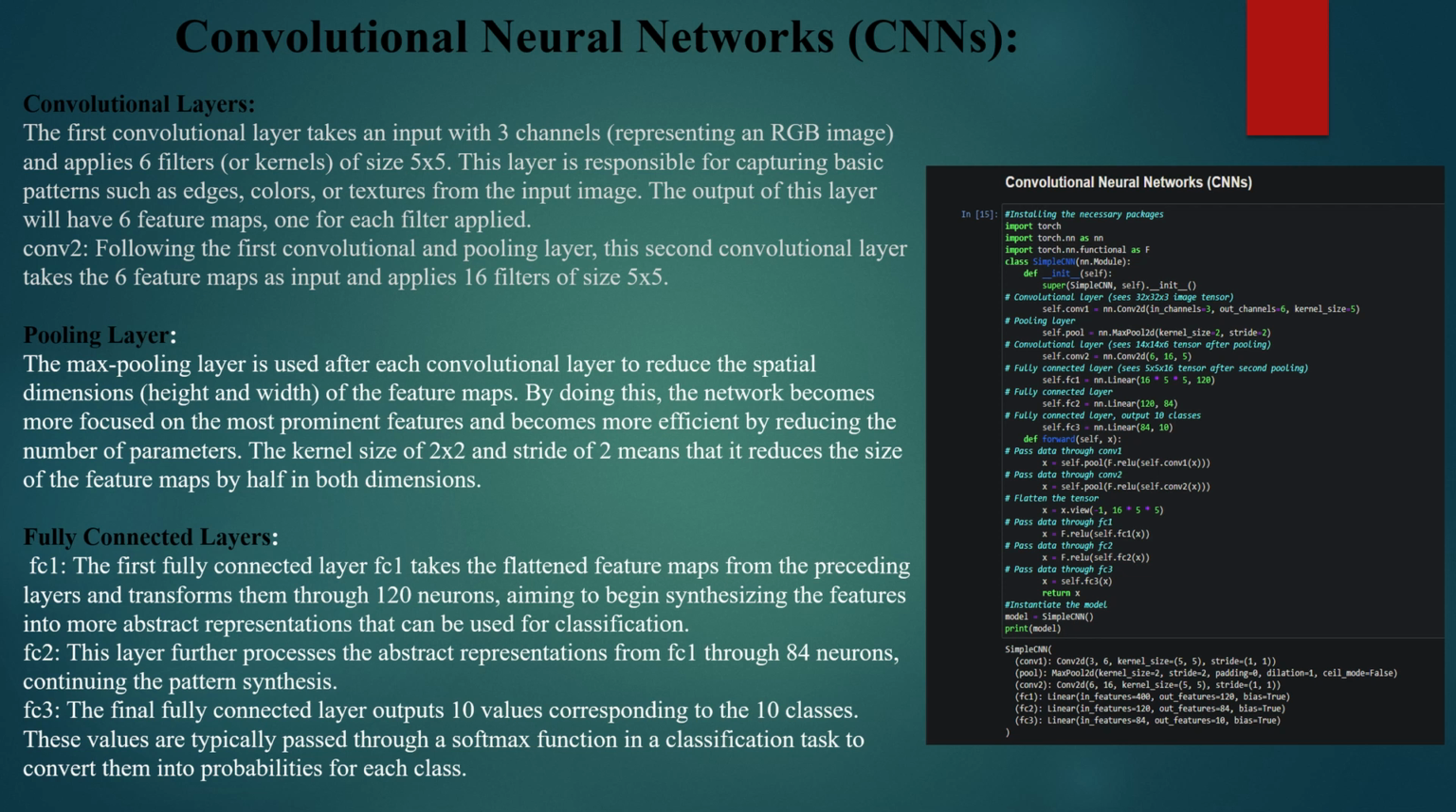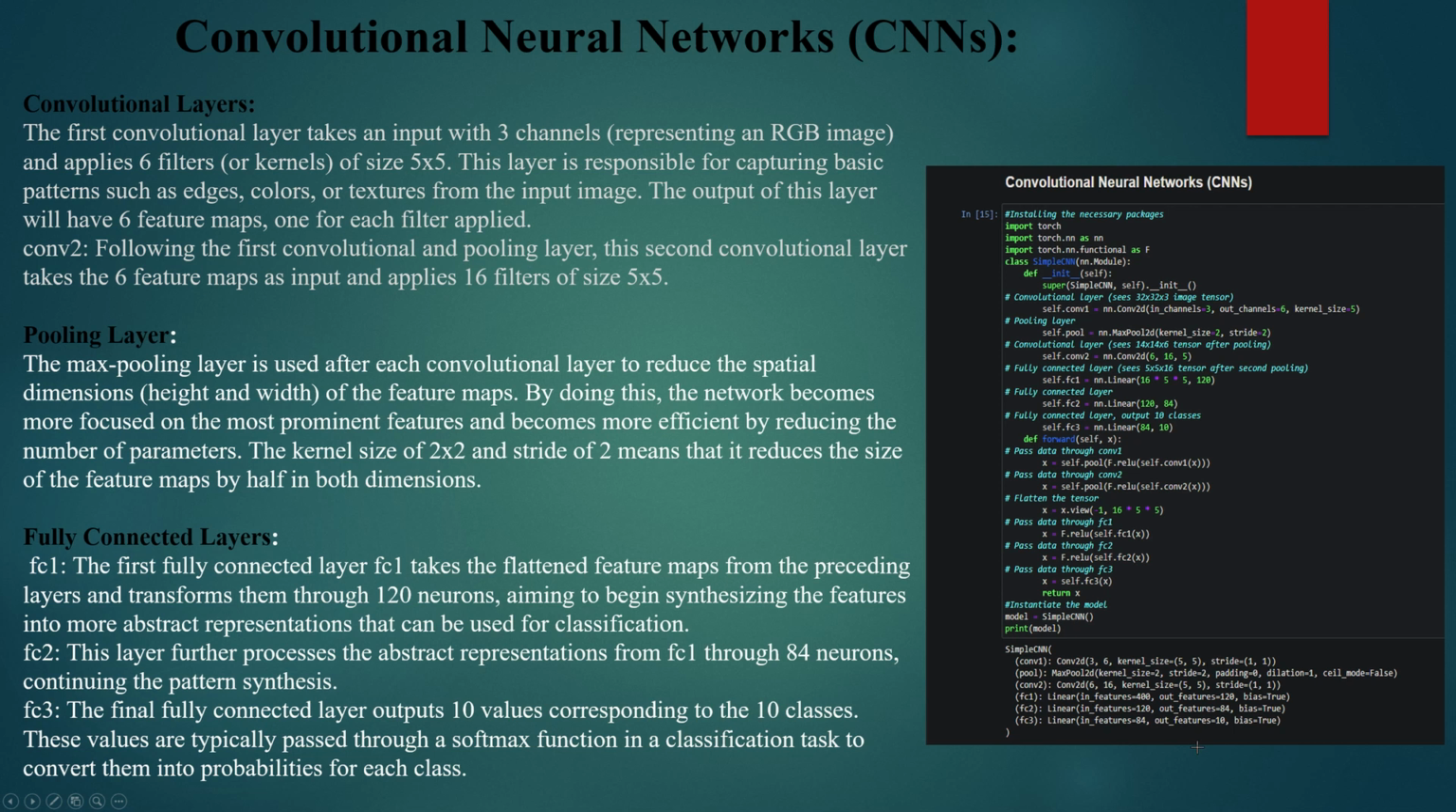After the convolutional and pooling layers, the data is flattened and passed through three fully connected layers, that is fully connected 1, FC2 and FC3, which outputs 10 classes in the FC3. So from the below output, we could see that the first convolution layer takes an input with three channels and applies six filters of size 5 cross 5. And convolution layer 2 features six maps as input and applies 16 filters of size 5 cross 5.